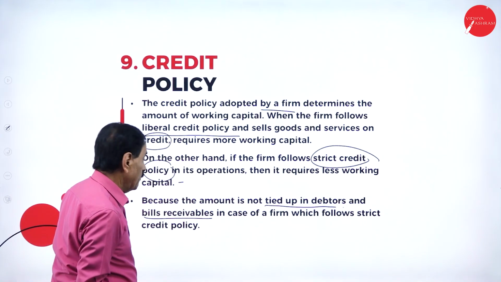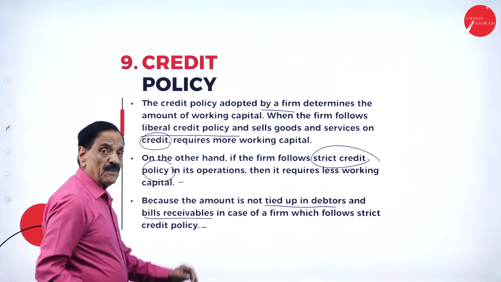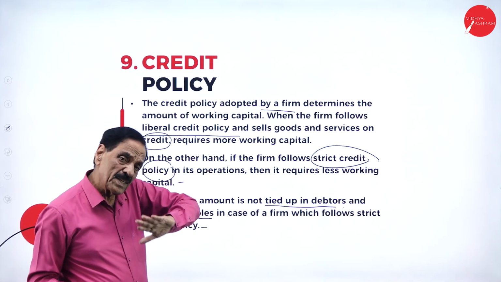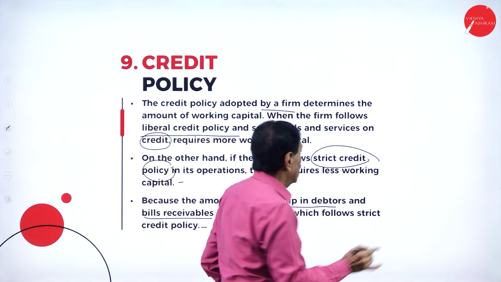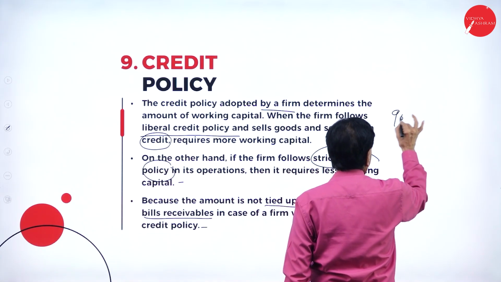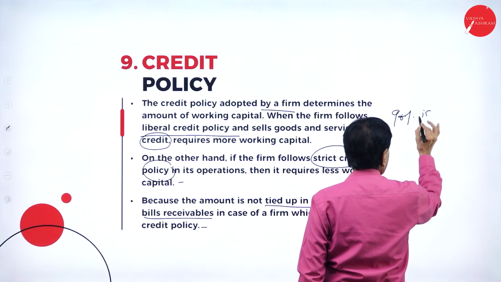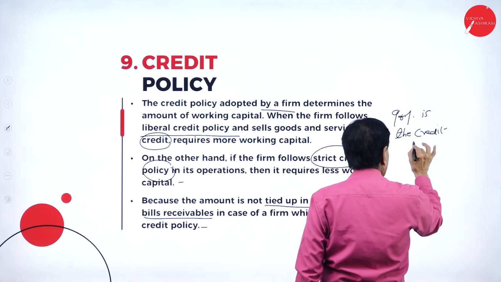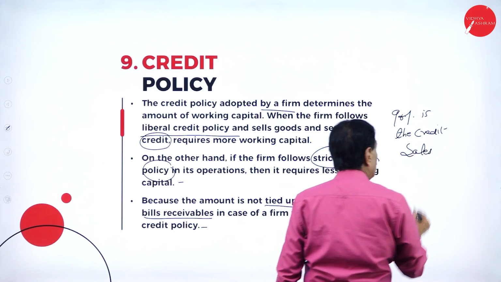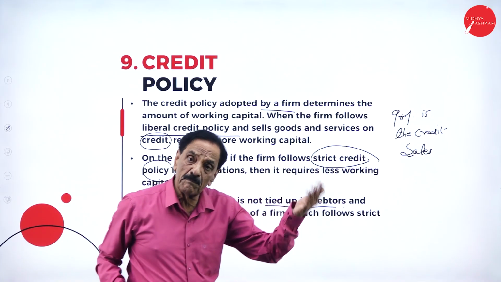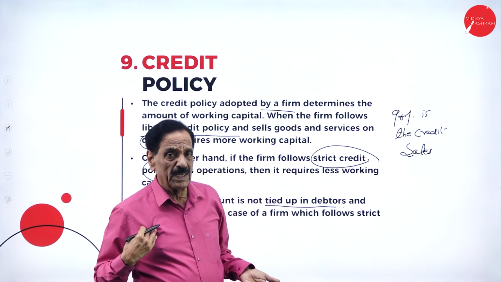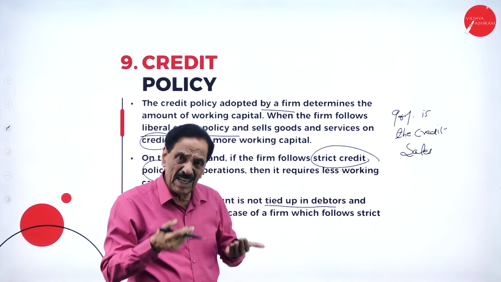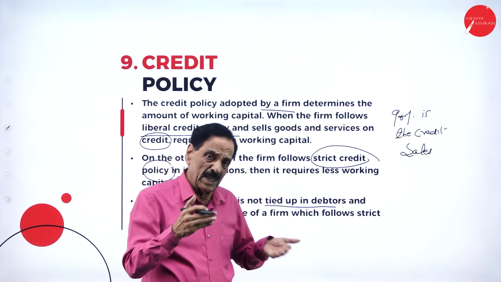In the case of a firm which follows strict credit, there are so many firms that do only cash and carry. But in India, 90% is credit sales. So when you make the credit sale, the customer becomes the debtor and we become the creditor. We have to wait. We have to collect the money from the customer. It takes time. So at that time we require more working capital.